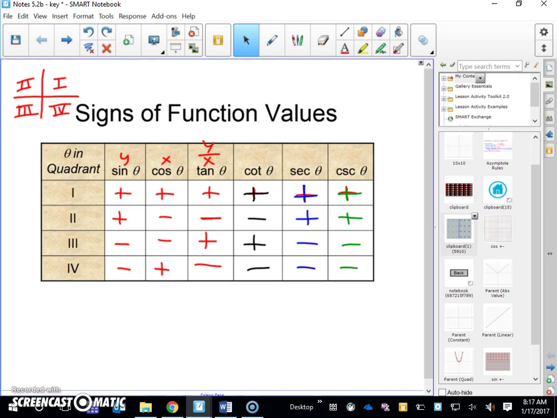I'm not going to ask you to memorize this chart. I don't think it's necessary. But this is something that's going to be important. It's going to be important that you can tell me that cotangent is negative in the second quadrant, or secant is positive in the first quadrant. Just things like that are going to be kind of important.